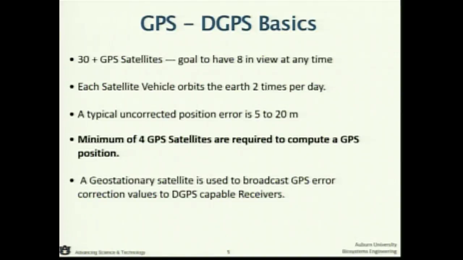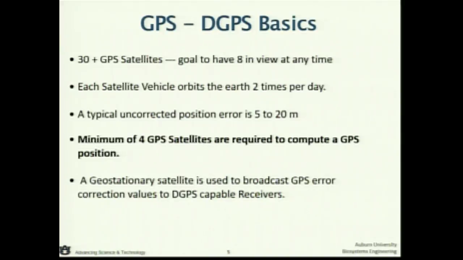So the uncorrected position error, that means just GPS only, is going to vary, but somewhere between 5 to 20 meters is a pretty good rule of thumb. So if we're along the edge of the field, we could be out on the edge of the road. That's why the correction, the DGPS, is so important to get us accurately in the field. The other thing that's important to know here, Mark, is we need 4 GPS satellites to compute a GPS position, okay?